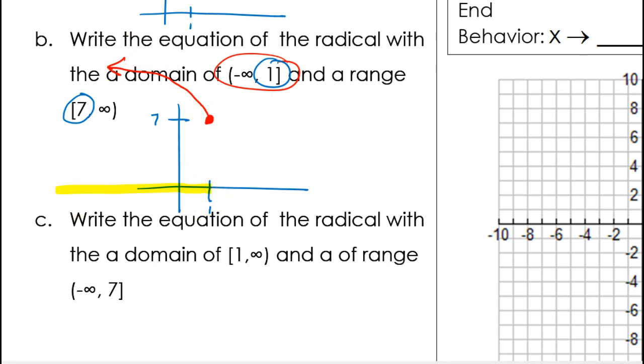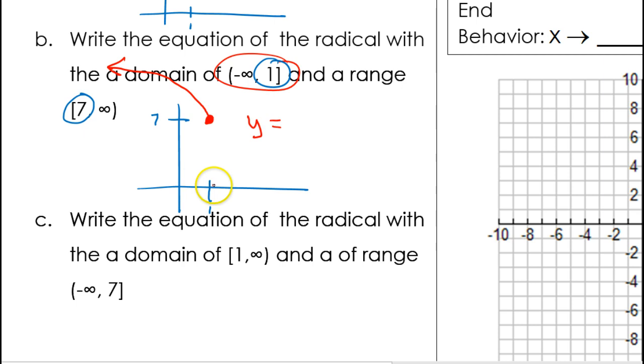The range would still be 7 to infinity in that order, because for this graph, the lowest value is 7, and then it goes up from there. Okay, so we need a graph that does this. So now let's talk about the equation that will make this happen.